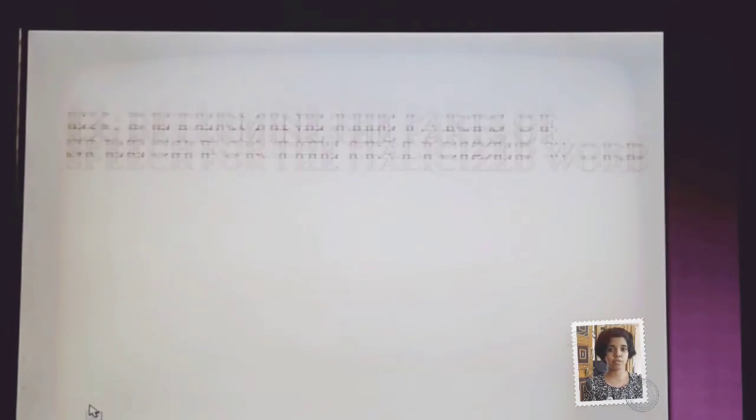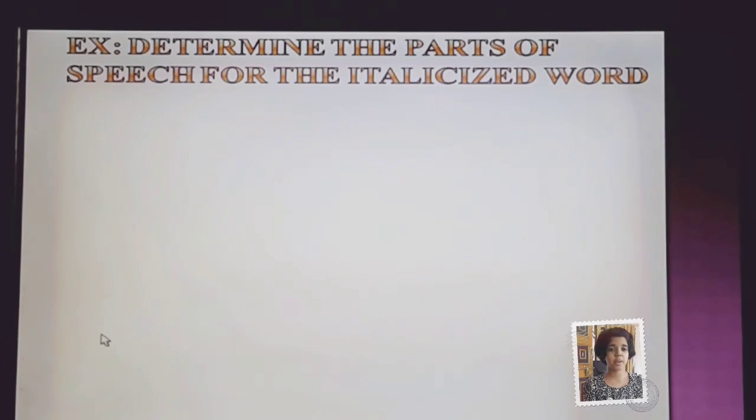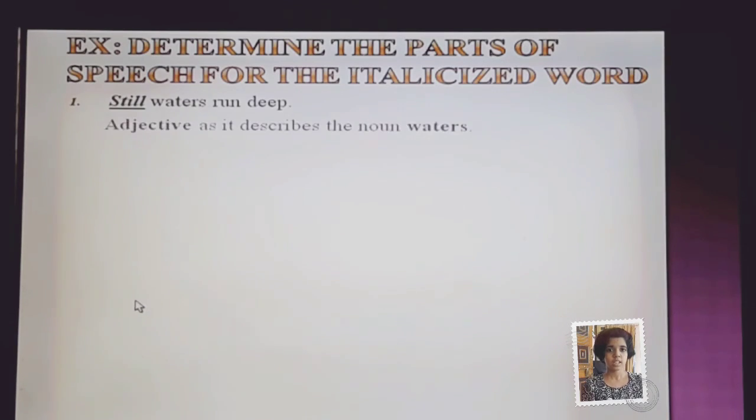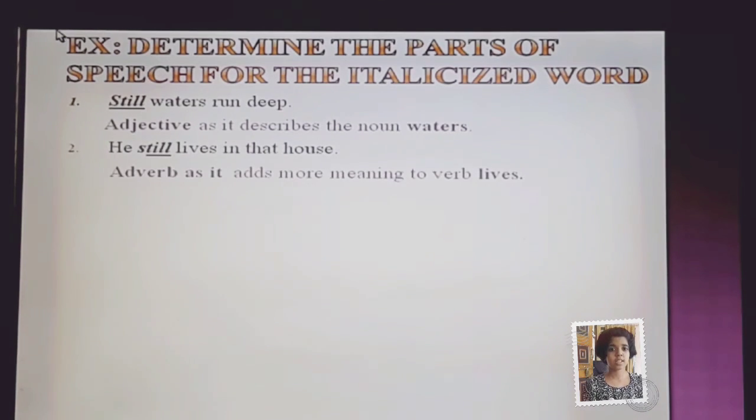Now, let's move to an exercise. We have to determine the parts of speech for the italicized word in this exercise. Still water runs deep. Here, still is an adjective as it describes the noun water. He still lives in that house. Here, still is an adverb as it adds more meaning to the verb lives.